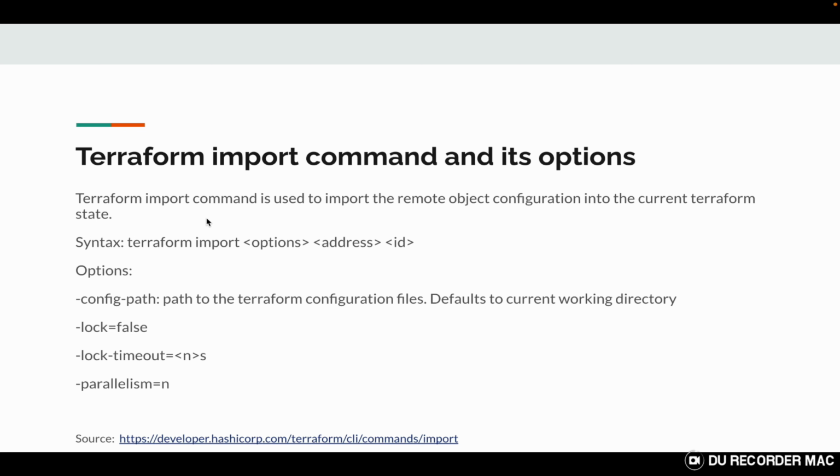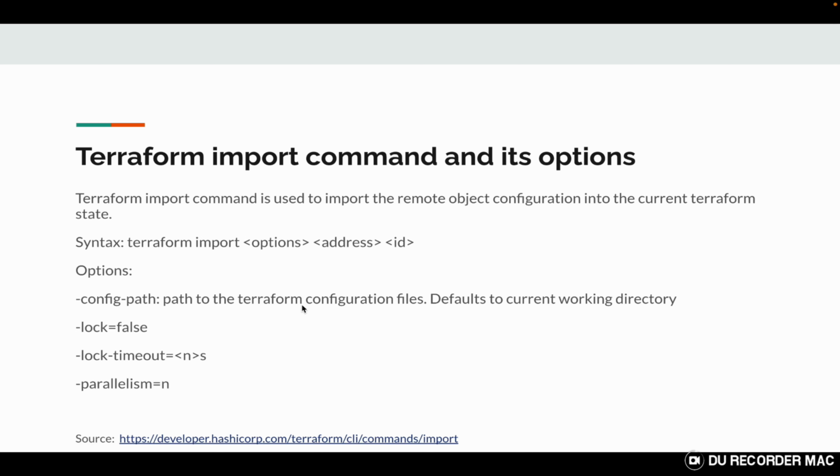So this is the Terraform import command. It is used to import the remote object configuration into the current Terraform state. And this is the syntax. So terraform import, we provide some options and we give the address of the object present in your configuration which you want to relate to a particular remote object, and whose ID you will provide here. So the ID of the remote object is given as well while importing the remote object configuration into your Terraform state file. Then the options which are available are config path.